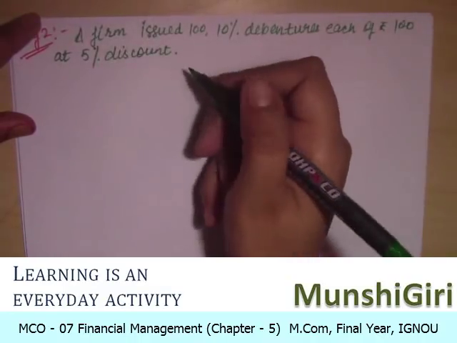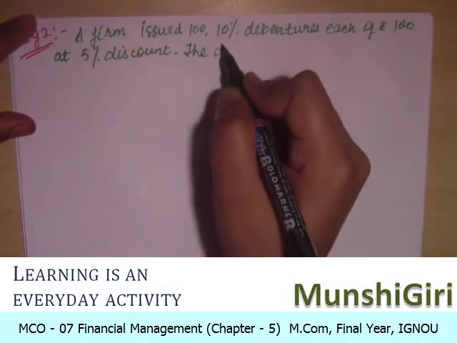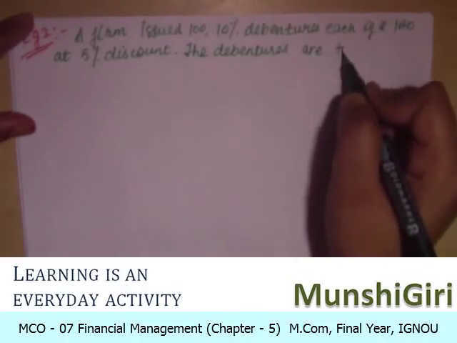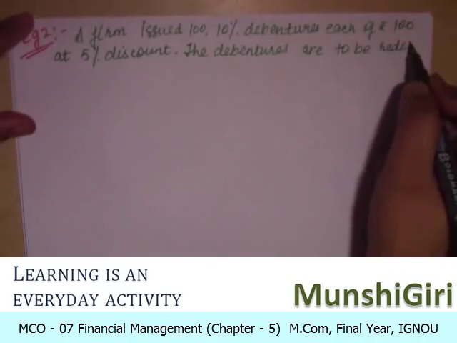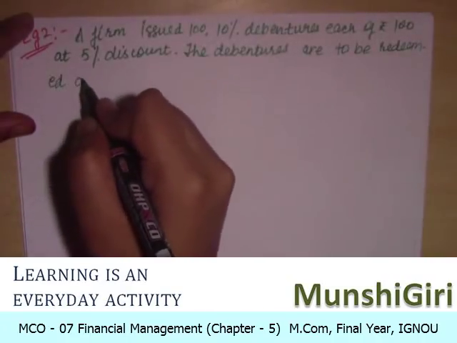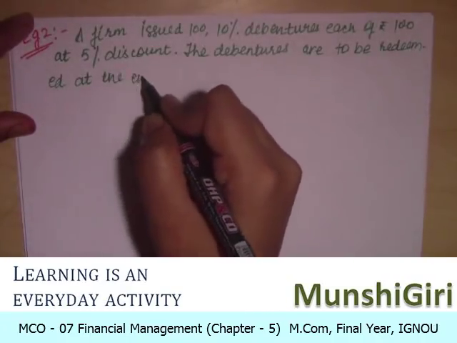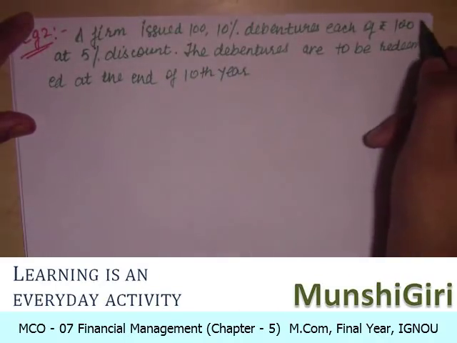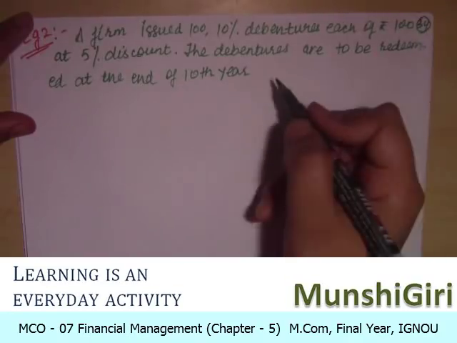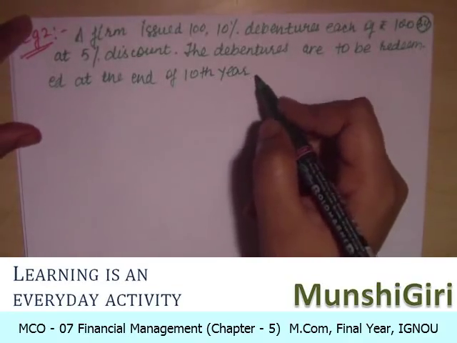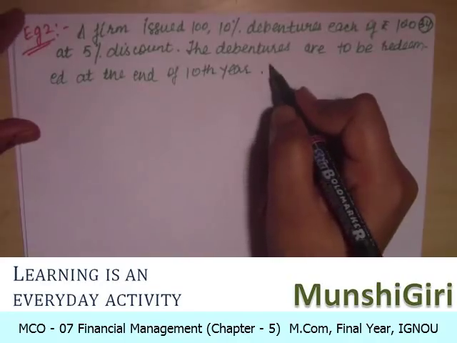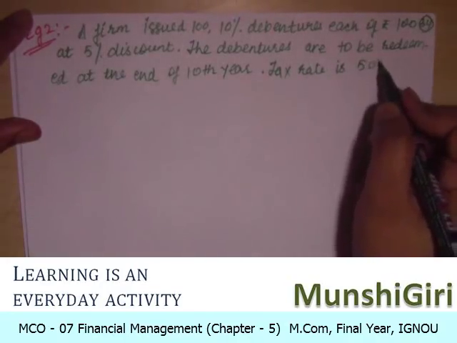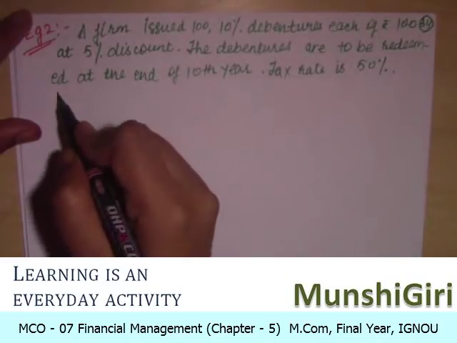The debentures are to be redeemed at the end of 10th year. Tax rate is 50%. And calculate cost of debt.